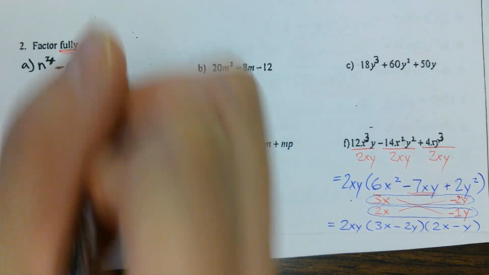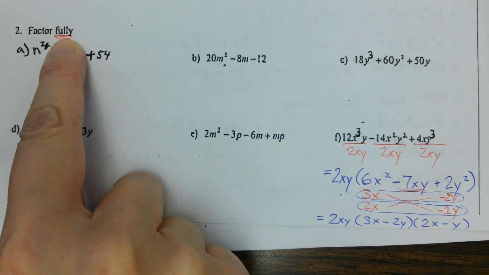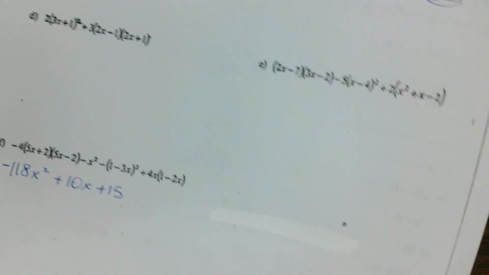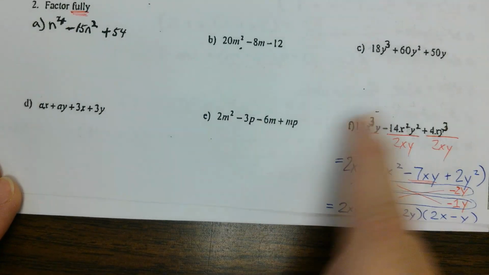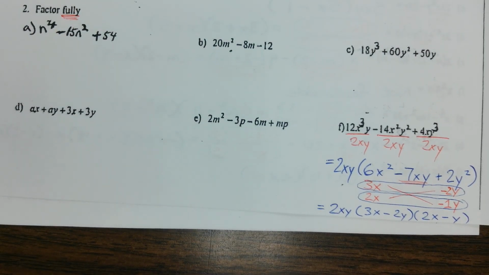Another hint on the exam: if you see the words factor fully, that's your hint that there is more than just one factoring. For those simpler ones, the question will probably just say factor, and for the more complicated ones, it will say factor fully.